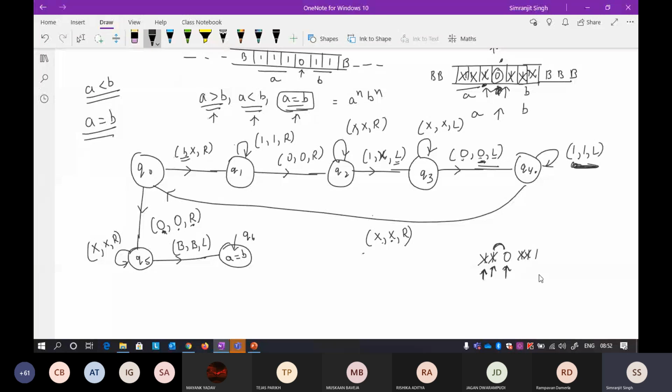Now it is checking whether all the B part of the input is over or not. Okay, so keep moving right. Now you will find a one here. Okay, so when you find a one here, because if all the X's are there, it means that A is equal to B. But if you find a separate one, because all the A part is over and you find an extra one at the B part, it means that the number of B's is greater than the number of A's.